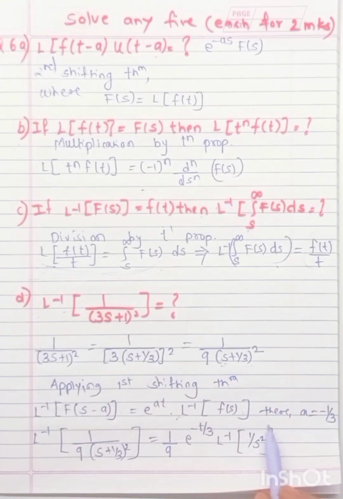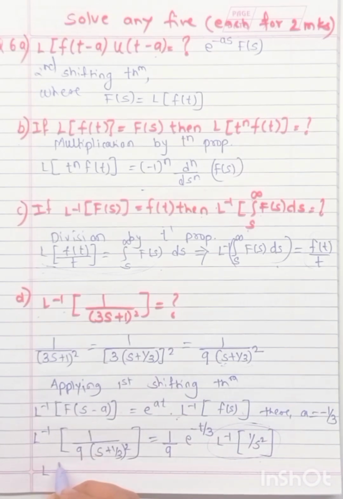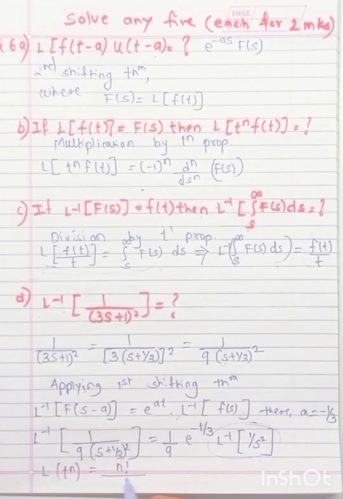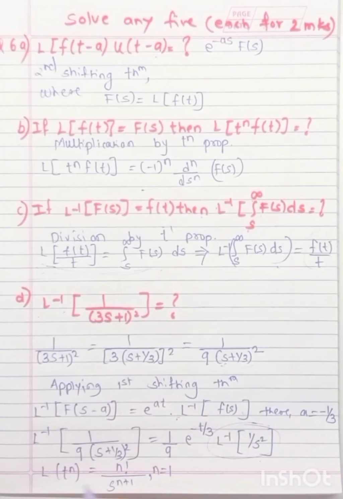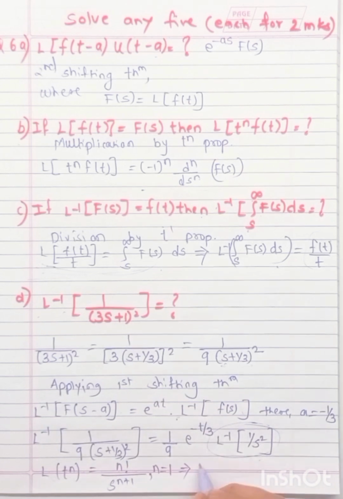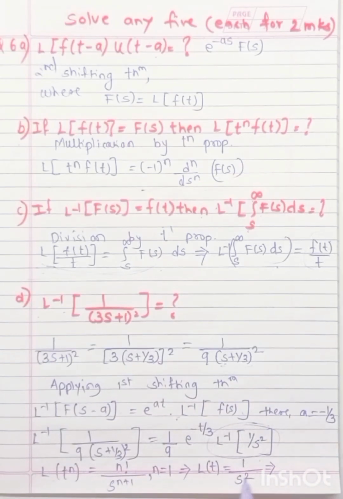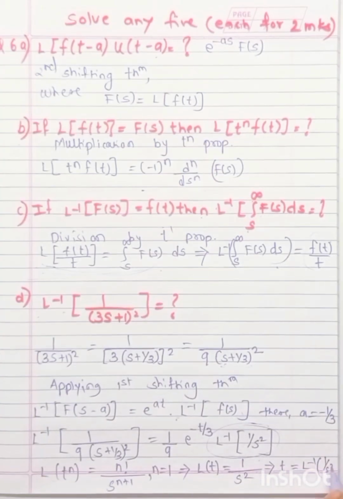Now we have to find out the value of L inverse of 1 upon s square. So to get that value, we use the formula of Laplace of t raised to n. This is the standard formula. It says that it is n factorial upon s raised to n plus 1. So if I put value of n equals 1 in this expression, what will get? L of t is 1 factorial, that is 1, divided by s square, 1 plus 1, that is 2. So again here applying the inverse Laplace transform, we get value of t is L inverse of 1 upon s square.